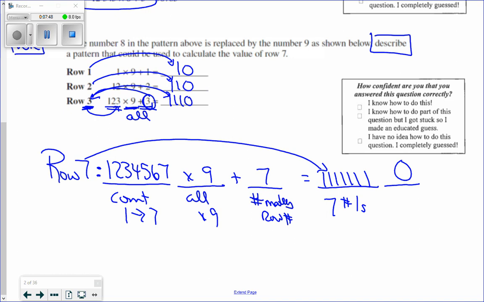Let's see if that actually happens. So 1, 2, 3, 4, 5, 6, 7 times 9 plus 7. Yep, 7 ones and a 0. That's actually really cool. Math is awesome.